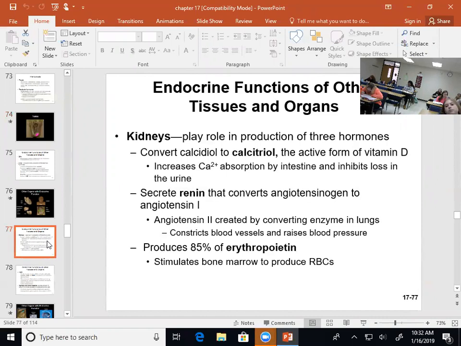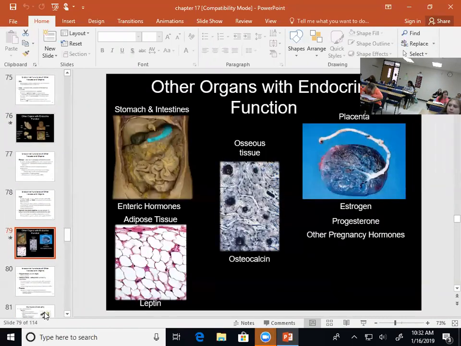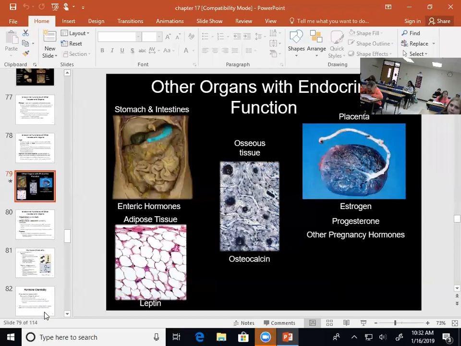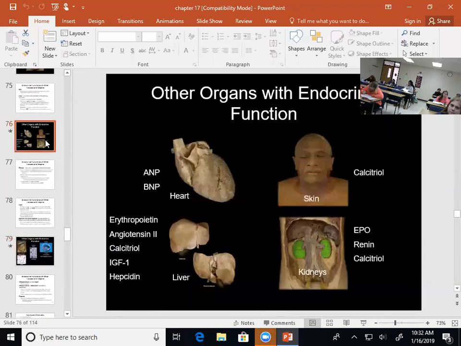Okay, so let's go back to this. I wanted you to know that in the kidneys, we've got erythropoietin and calcitriol being released. In the liver, we said that it's going to contribute to something called angiotensin. But in the liver, I also want you to know about another hormone the liver releases. It's called thrombopoietin. Thrombopoietin.